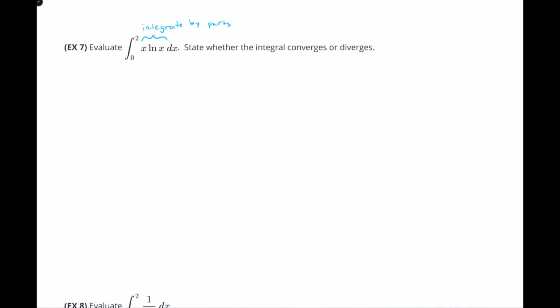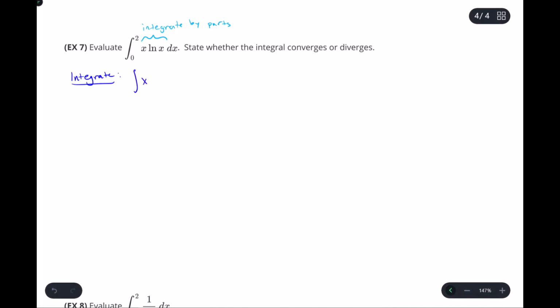And I will need to change this to a limit because even though these endpoints aren't infinity, the natural logarithm function is not defined at 0, so it's an improper integral to just plug 0 in. So let's just start off integrating. And you can do this with any problem. It's just usually I reserve it for when the integration is a little bit more involved.